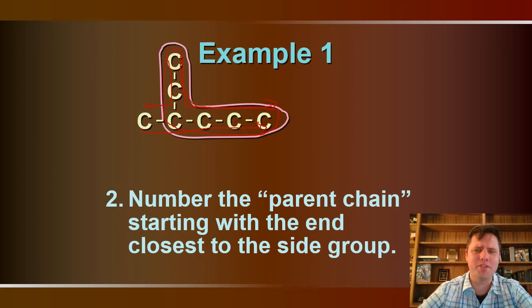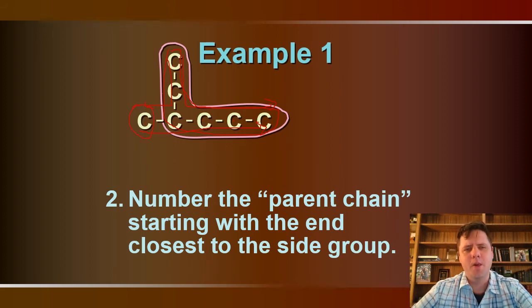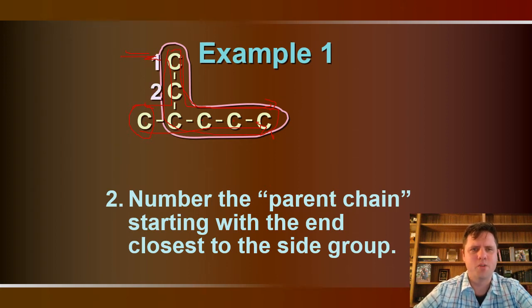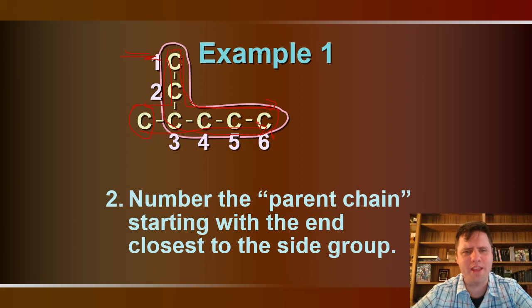Then we number the parent chain, starting with the end closest to the side group. So notice, if this is the chain, this is now the side group. And we just have to determine which side is closer to this. Is this side closer, or is this side closer? And it becomes evident that this side is closer. So we start naming these carbons from this side. 1, 2, 3, 4, 5, 6.